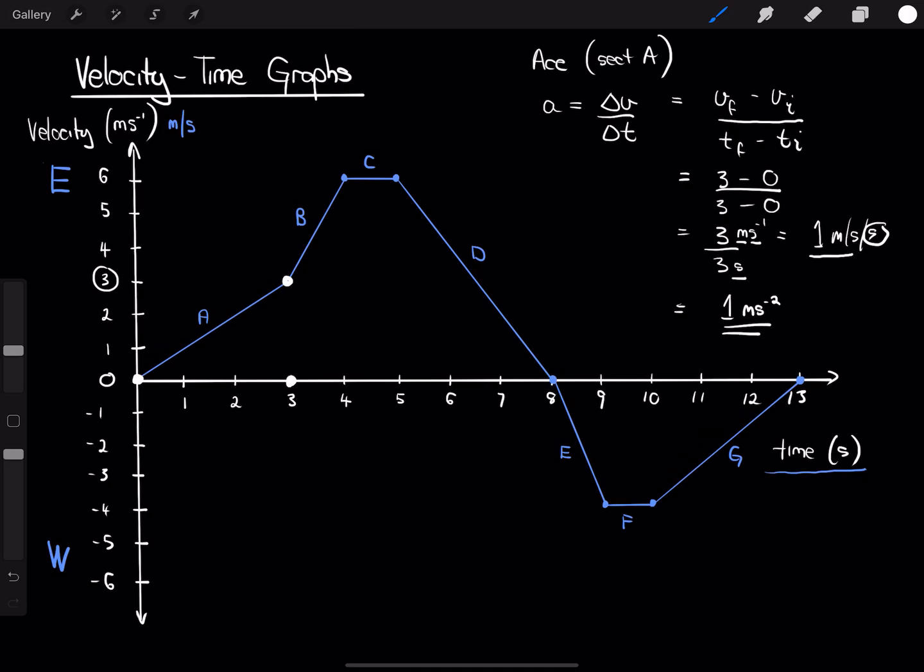Alright, if we now want to have a look at section B, the acceleration in here, it's the same deal. And by the way, I should have made this explicit, but the acceleration is the gradient of the graph. This is the gradient of the velocity time graph. And so we can state that the acceleration for any section of the graph, or the average acceleration I should say, is equal to the gradient of a VT graph. We'll get to instantaneous acceleration very soon. At the moment we're talking about the average acceleration over a period of time. So the gradient of a VT graph is the acceleration.